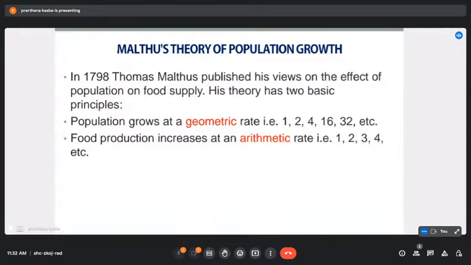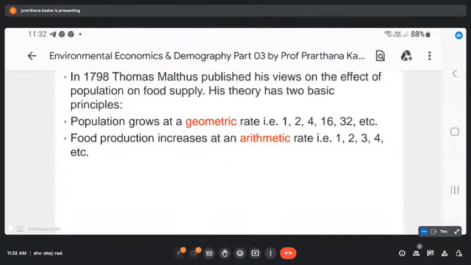And food production increases at an arithmetic rate. For example, 1, 2, 3, 4, etc.